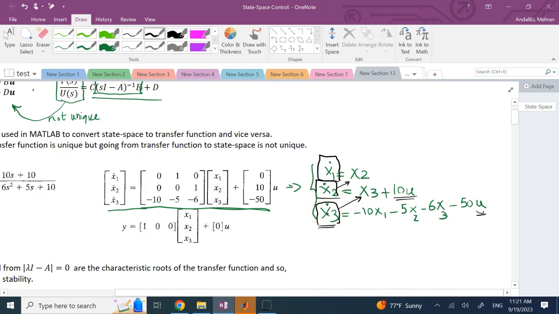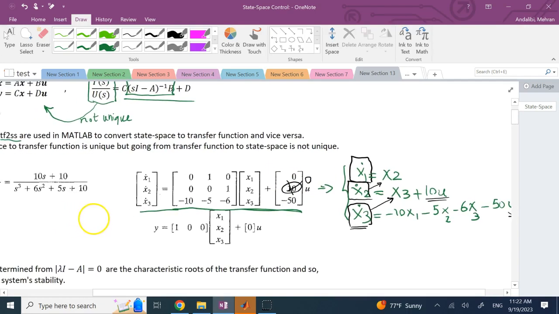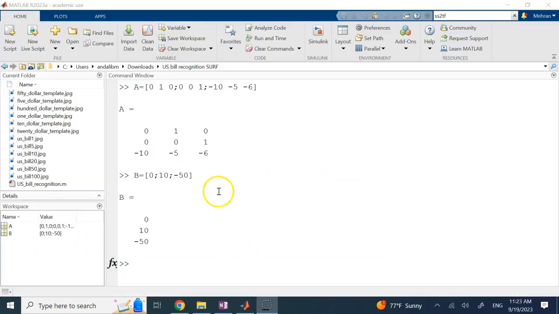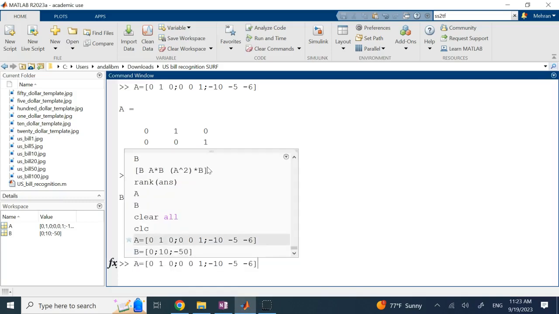Right? Now you might say, well, what happened if I did not have this 10? Right? So if this 10 was 0, correct? If that 10 was 0, would that system still be controllable? And for that, first, let's go ahead and look at it in MATLAB and then come back. So here I'm going to use that A matrix and that B matrix instead of the one that MATLAB gave me. Okay, so these are these guys.